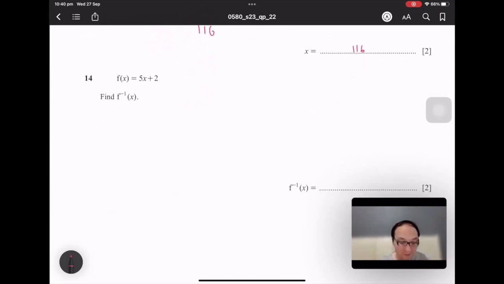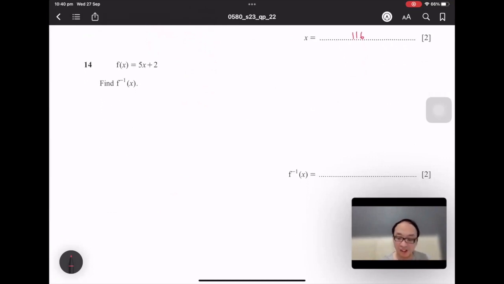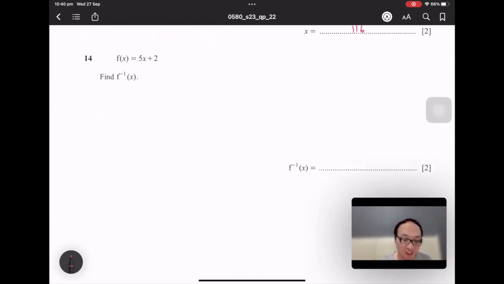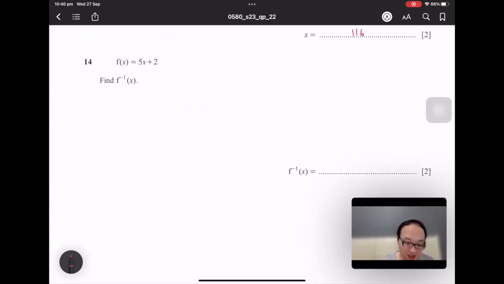Question 14, f(x) is 5x plus 2, find f inverse. So we can just change f(x) to y, so y equals 5x plus 2. We change it into x equals 5y plus 2. And then we make y the subject. So 5y equals x minus 2. So y equals (x minus 2) over 5.